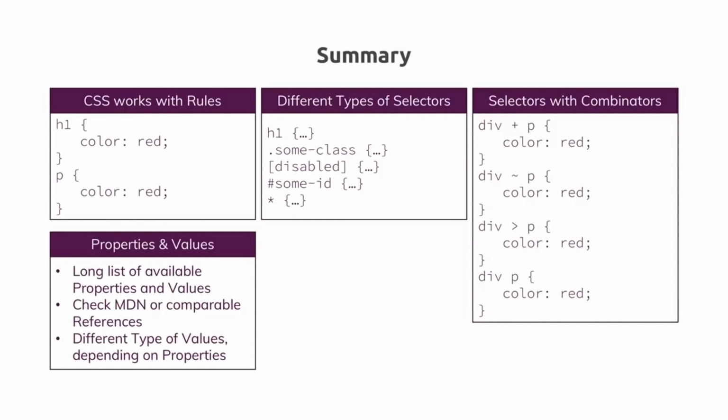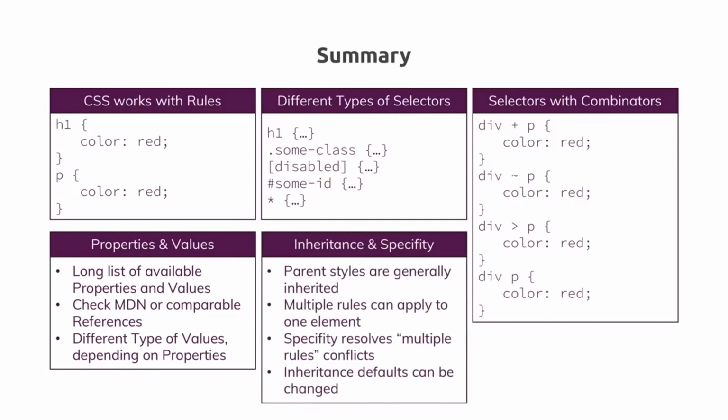And you learned, very important, about inheritance and specificity. You learned that parent styles are generally inherited, though there are exceptions. You learned that multiple rules can apply to one and the same element, and that specificity is used to resolve conflicts arising from this multiple rules thing. You also learned that the inheritance defaults can be changed by using that inherit keyword, that inherit value. You remember when we set font family to a value of inherit? Then we override the general behavior that we would not inherit because of specificity, and we did inherit. So that is something which can be changed. This is what we learned thus far.